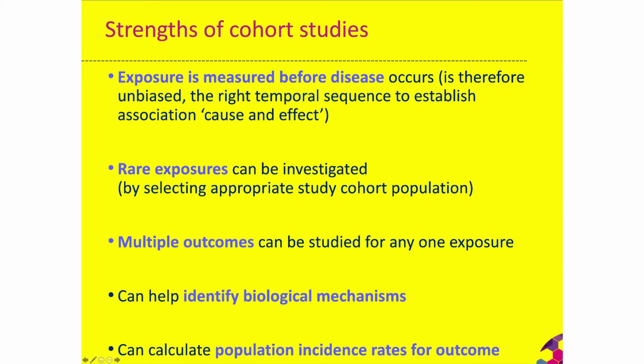And it can also help to identify biological mechanisms of how the exposure and the health outcome are occurring. For example, is it occurring because it is changing the DNA in cells and hence causing a cancer, or is it some other biological mechanism by which the exposure is causing the disease or health problem? Lastly, we can calculate the population incidence rate for the health outcome, so we can work out how often the disease occurs in a population in a given year.